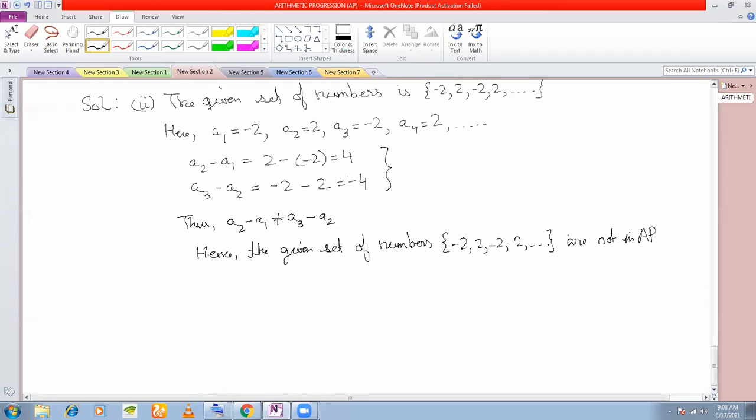Okay, so as simple as that. If it is not in AP, then you obviously cannot find the other terms. Okay, so that finishes this part. Let us see the next part.